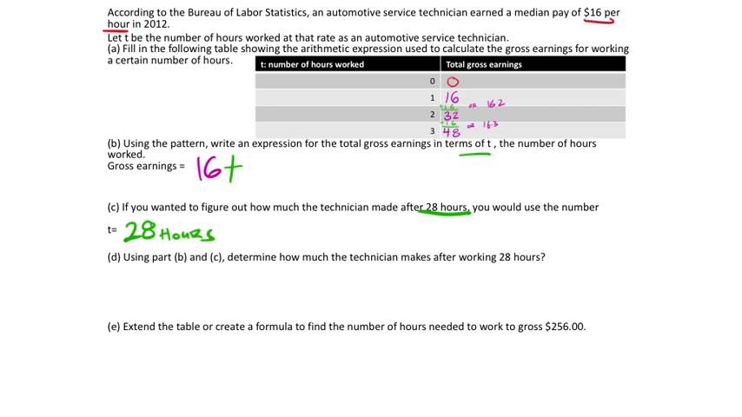Okay, so with that, using parts B and C, determine how much the technician makes after 28 hours. Okay. Well, the formula is showing 16 times T, but part C says instead of a T, we know how much hours they're going to work, 28. When we get this, that will tell us how much money the technician would make after 28 hours of work.